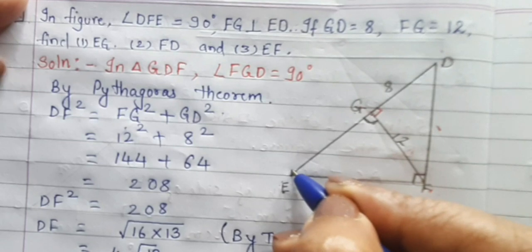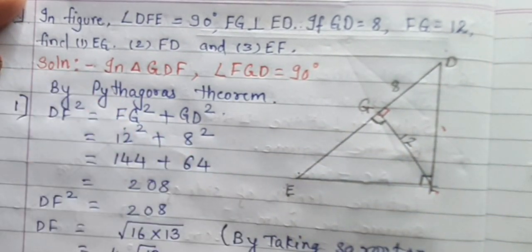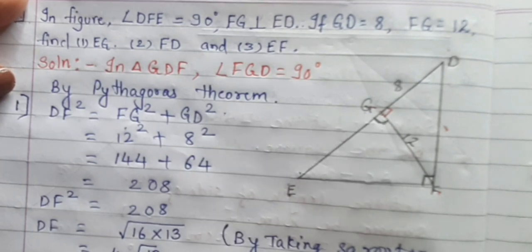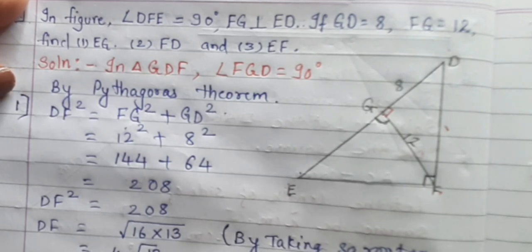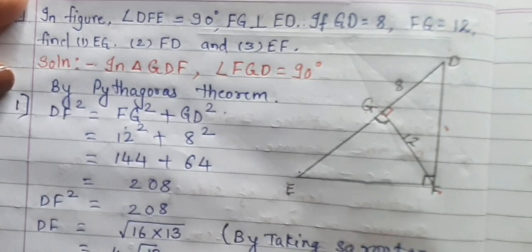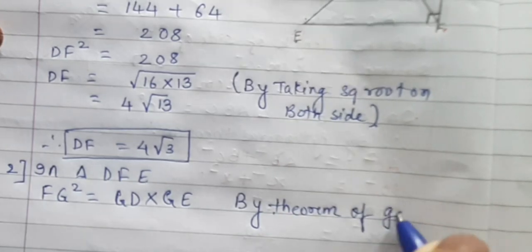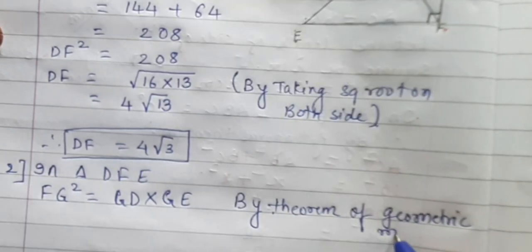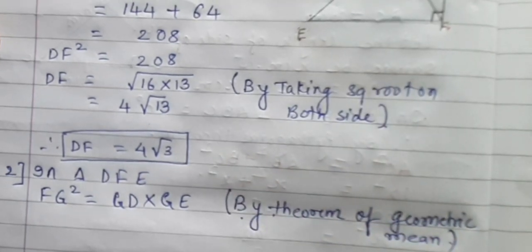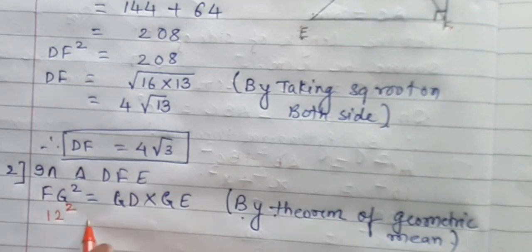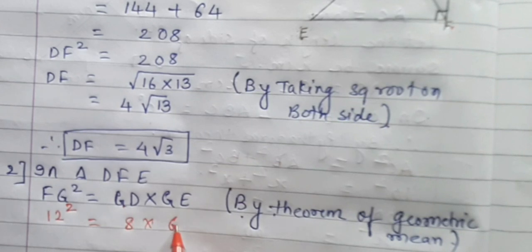So what I said, for this you have to apply geometric mean. So second part now. In second part, that is in triangle DFE, FG square is equal to GD into GE, by theorem of geometric mean, right? By theorem of geometric mean. So here, substitute the values. So here it will be 12 square equal to GD is 8 into GE.